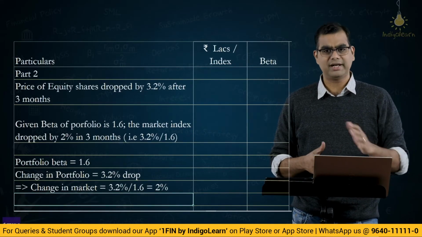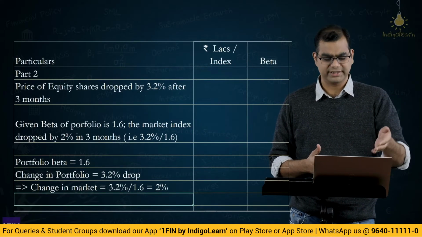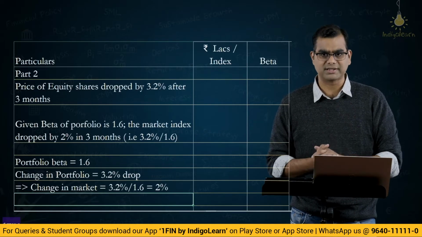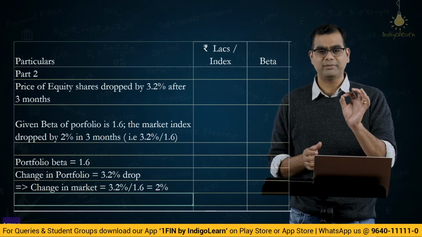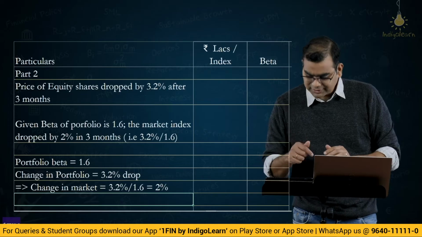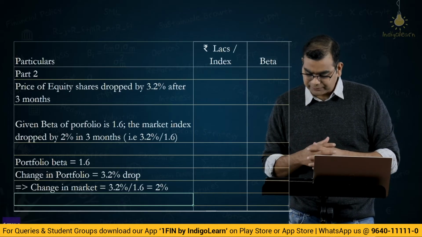Okay, you can probably write like this also. This I wrote in sentence form, here I wrote it in a step by step form. This gives us the drop in market by 2%. Now, what is the other point that he is asking? What is the second part of the question?